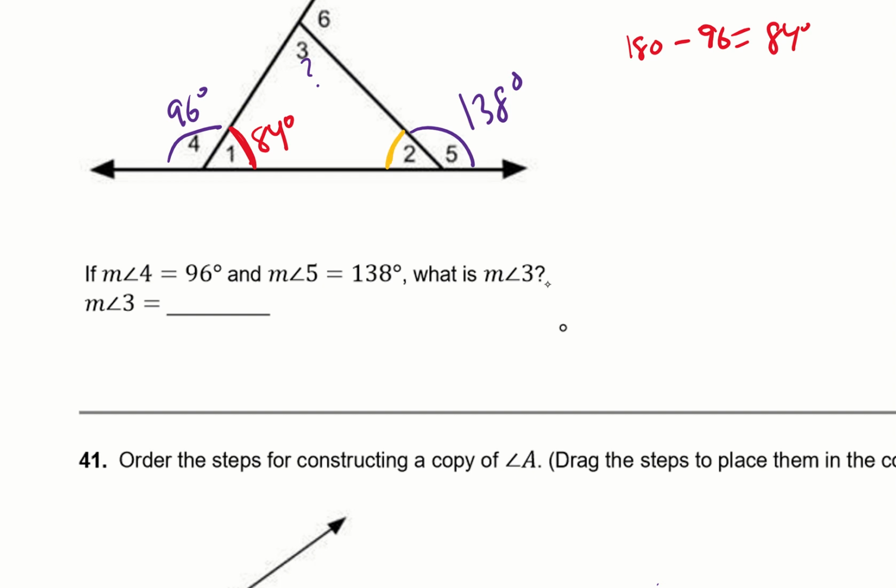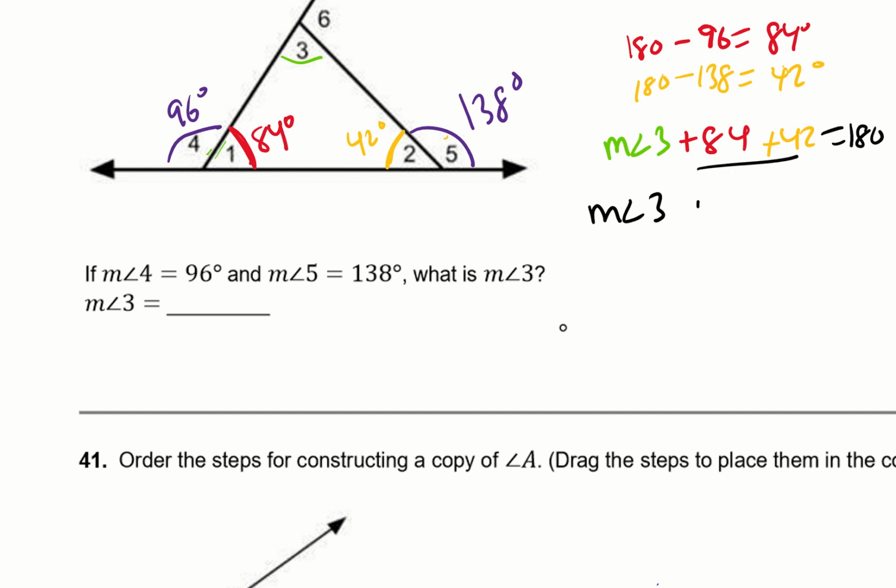And this one also has to add up to 180 with 138. So we have 180 minus 138 is equal to 42 degrees. And then we can figure out what angle 3 is, because we know that the angles have to add up to 180 in a triangle. It's called the triangle angle sum theorem. So we have the measure of angle 3 plus 84 plus 42 is equal to 180. And then we can go ahead and solve for it. Add these together, you're going to get 126. Subtract 126 on both sides, and you get 54. So this angle is 54 degrees.